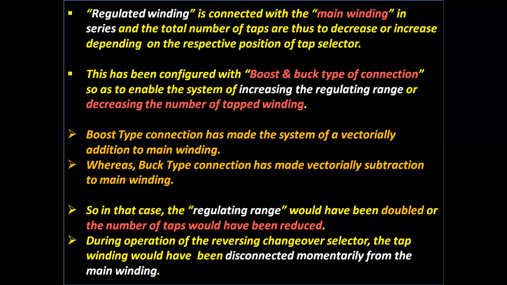Boost type connection makes a vectorial addition to the main winding, whereas buck type connection makes a vectorial subtraction from the main winding. So the regulating range is doubled or the number of taps is reduced.